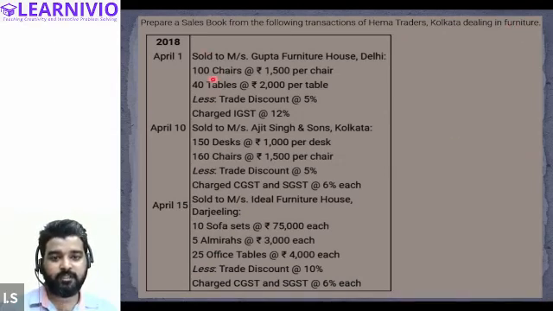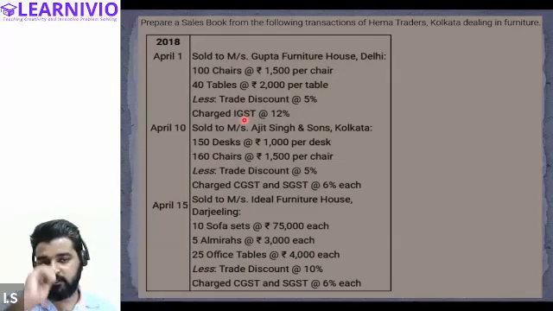All right, now these are the transactions. On April 1st, we are selling to Messrs. Gupta Furniture House, Delhi, 100 chairs at 1500 per chair and 40 tables at 2000 per table, and we have also given a trade discount. We have also charged IGST, because we are located in Kolkata and we are selling the goods in Delhi, so there is interstate sales. In case of interstate sales, we apply IGST, the integrated goods and services tax.